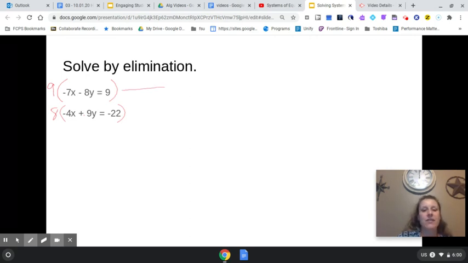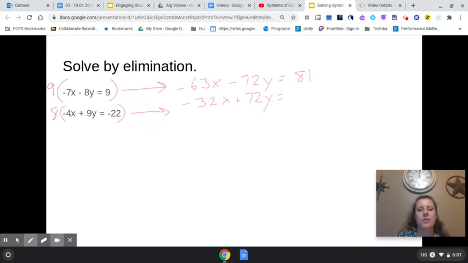We are going to have to distribute in both of those equations. So the top equation, we're distributing 9 through, so we would get -63x minus 72y is equal to 81. The bottom equation, we're distributing the 8, so we get -32x plus 72y is equal to -176. Hopefully I multiplied that correctly in my mind.